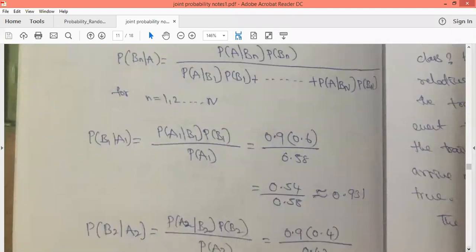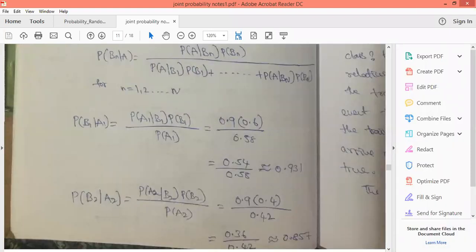We get the value 0.931. What does this indicate? We are transmitting 1, given that we receive 1. So the probability that the correct transmission takes place is 0.931.